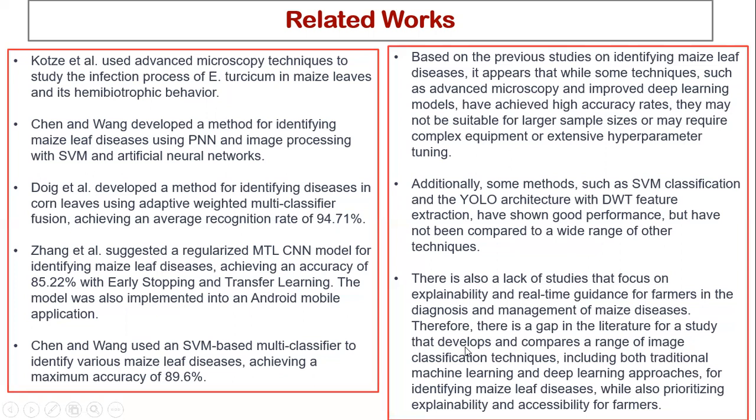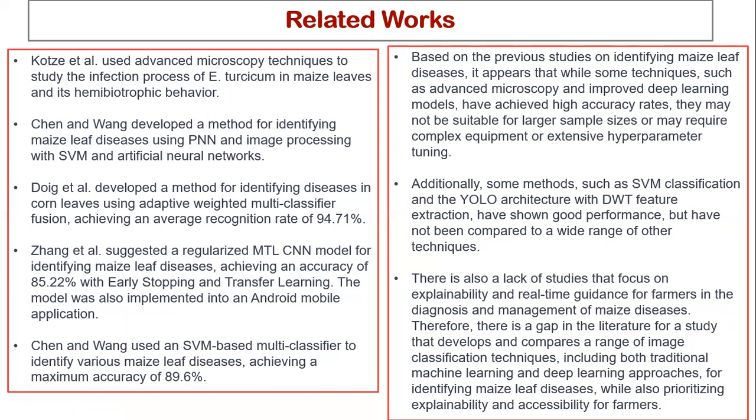Therefore, there is a gap in the literature to develop and compare a range of image classification techniques. For example, that includes both the traditional machine learning and the deep learning. There is a really big gap. According to the research we carried out, people haven't used the traditional machine learning techniques and deep learning to try and see which of them performs better than the other.